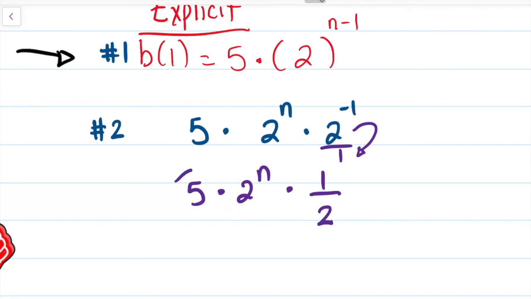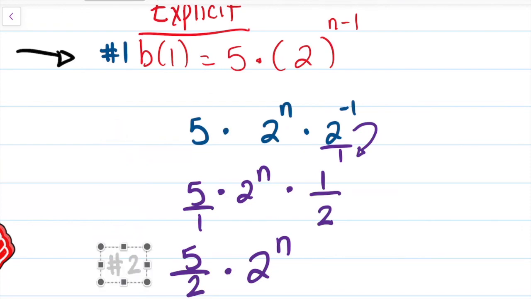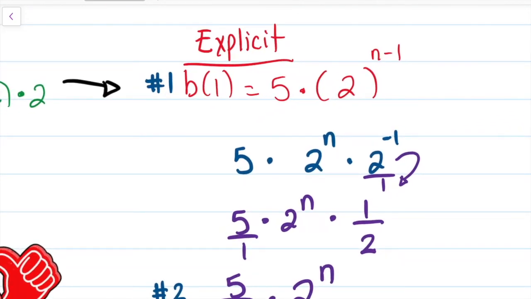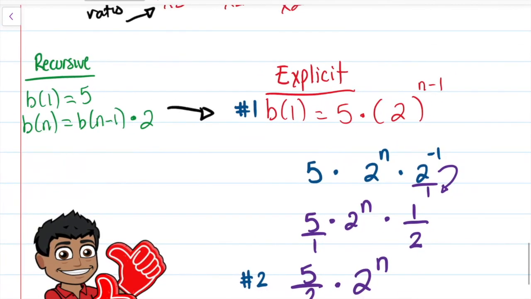And so basically we can multiply 5 times 1/2. And when you multiply fractions, you got to turn both of them into fractions. So 5 over 1 times 1 over 2 is basically 5 over 2 times 2 to the power of n. And that is basically the second version of the same explicit formula. You got to know both in case they show you one and not the other. And that's basically the review for geometric sequences.